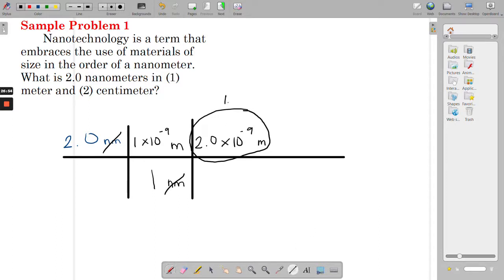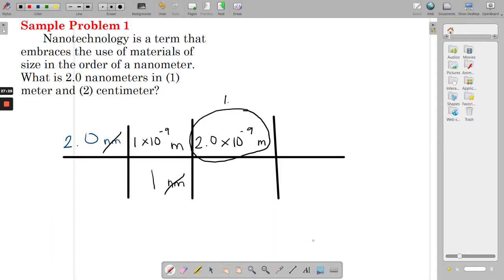Next, we want to look for 2 nanometers in centimeters. What I do is I don't need to create a new one. What I just need to do is continue, because we know that this meter is already equal to 2.0 nanometers. So we can just use this meter and continue converting it to centimeter.